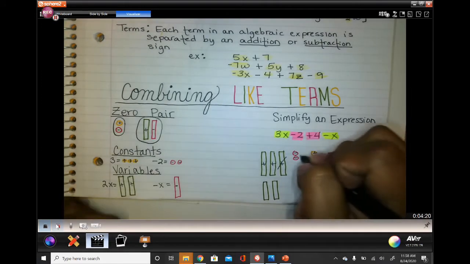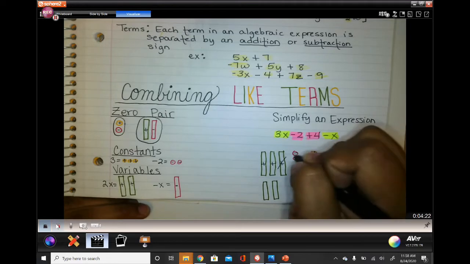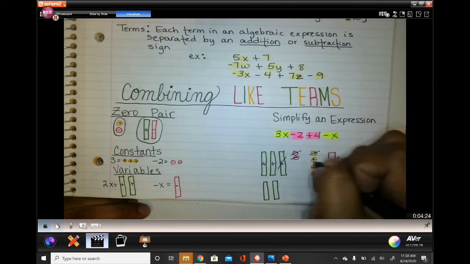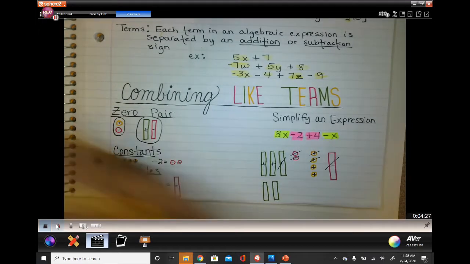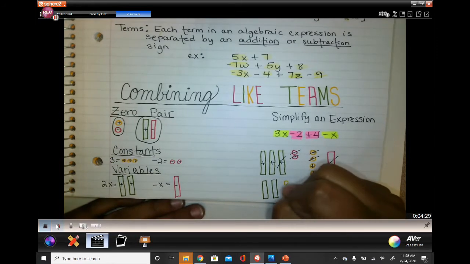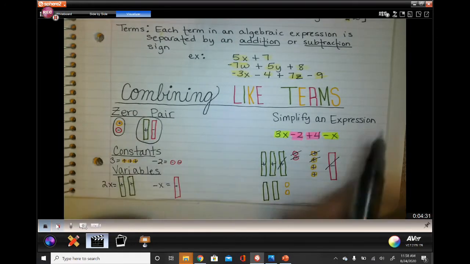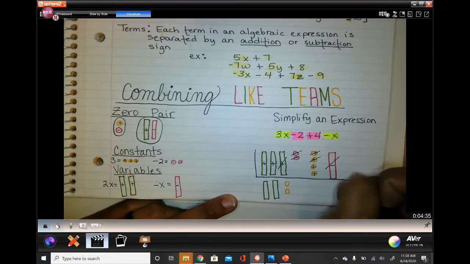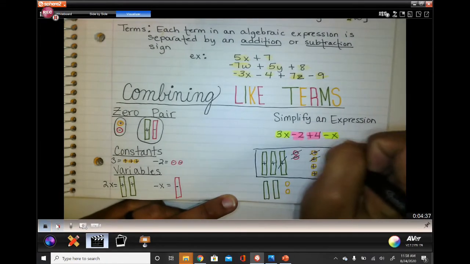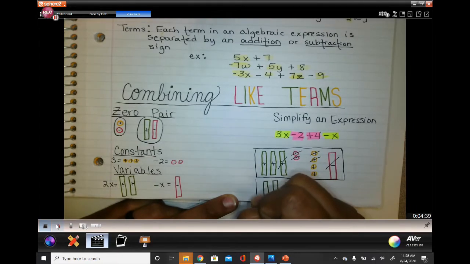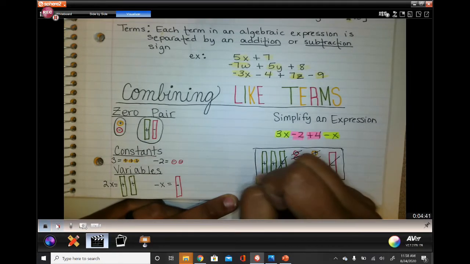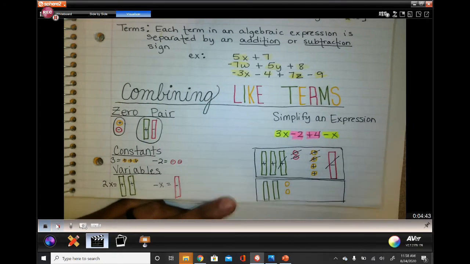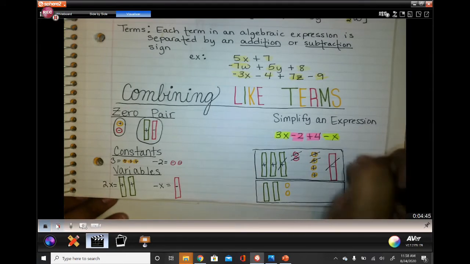And I'm going to make 0 pairs with my constants. And that leaves me with 2 positive constants. So here's my first picture where I did all of my crossing out. And here's my second picture that shows my simplified answer.